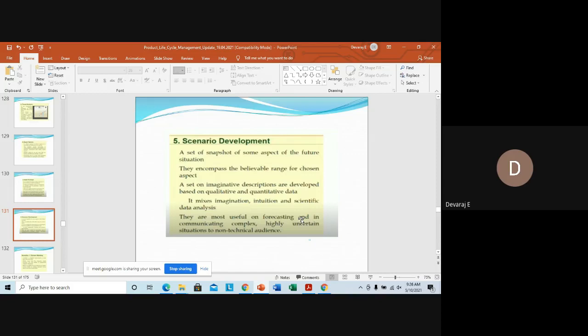So you will collect the data, try to implement a new technology, and go for the quantitative or qualitative method. The qualitative indicates the manager should take the decision depending upon experience. The quantitative indicates you should solve the problem using mathematical equations and techniques. Finally, you should tell whether we can succeed or not. So here a set of imaginative descriptions are developed based on the qualitative and quantitative data. I think everyone has understood. For the future, this is called imagination. You solve the problem using these two techniques, and you try to give the solutions for the future.